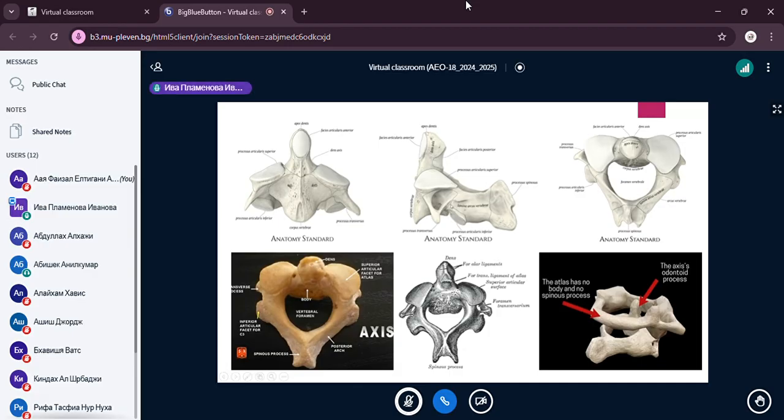The lateral view, again, the body, dens axis with its apex and anterior articular surface. This is the posterior articular surface. Spinous process, which is bifurcated, and lamina arcus vertebrae. This is the inferior articular surface for C3.